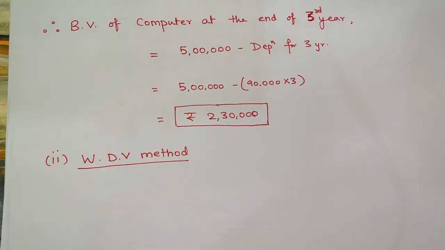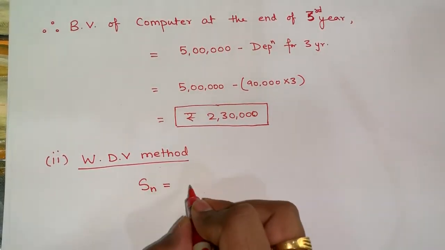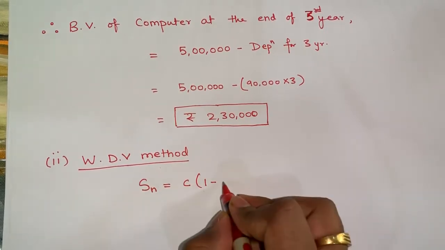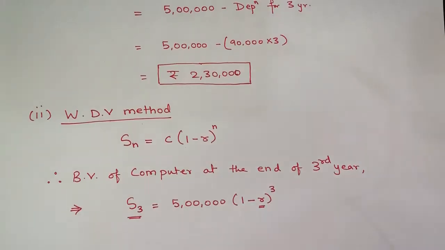In the WDV method we know that the value of the asset at the nth year is equal to cost times (1 minus depreciation rate) to the power n. So the value of the asset at the end of third year becomes cost times (1 minus rate of depreciation) to the power 3. Since we do not know the rate of depreciation, we will not be able to compute the value of the asset at the end of third year. So first we need to find the annual rate of depreciation, and only then will we be able to find it.